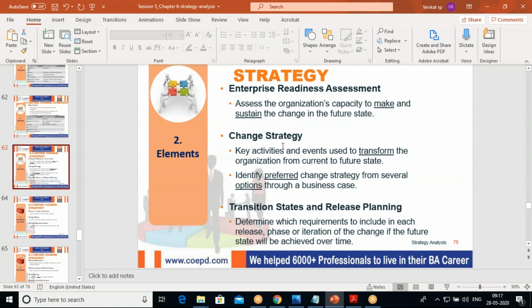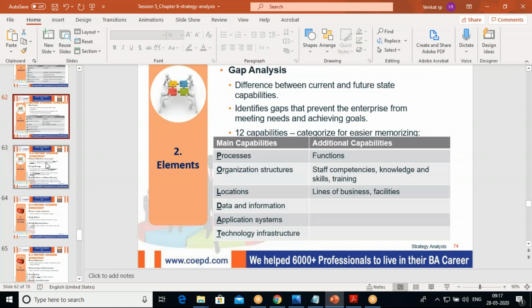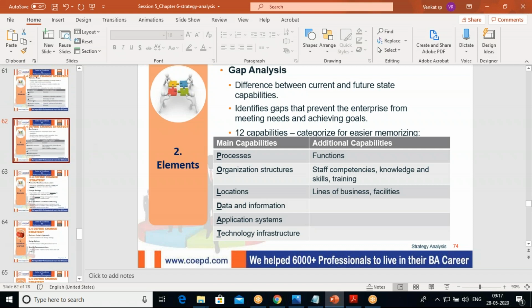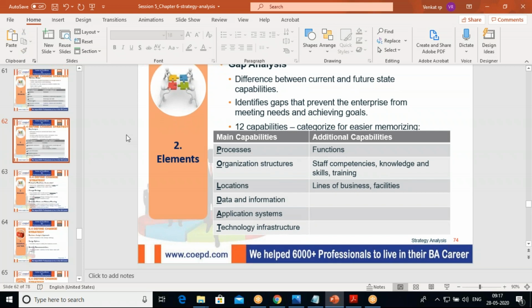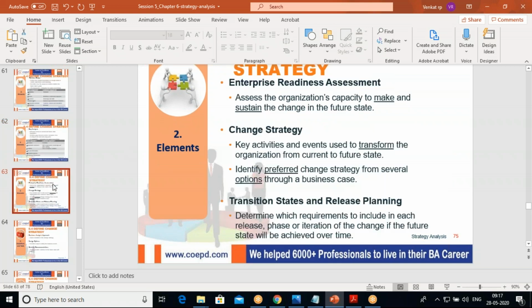Okay, and then we will go with the gap analysis. Gap analysis means here we need to understand the difference between the current state and the future state, and in which areas we are going to make a change. Here we have to understand it. Okay, and then we have this enterprise readiness assessment. That means, suppose you give a solution, is the enterprise ready to accept it and ready to work on that new change? You have to understand it, right?